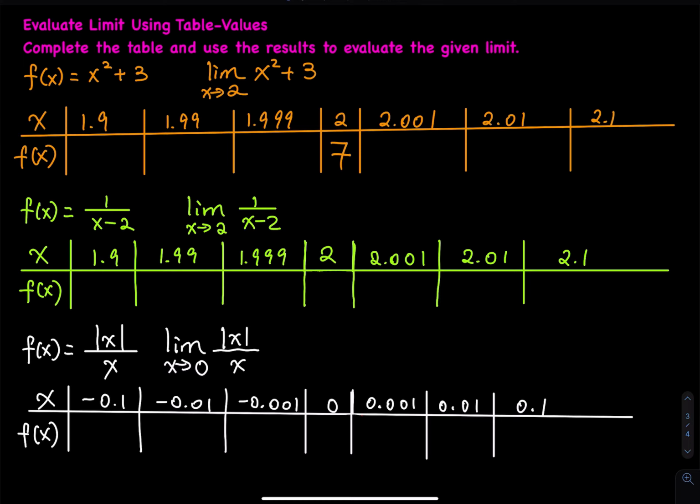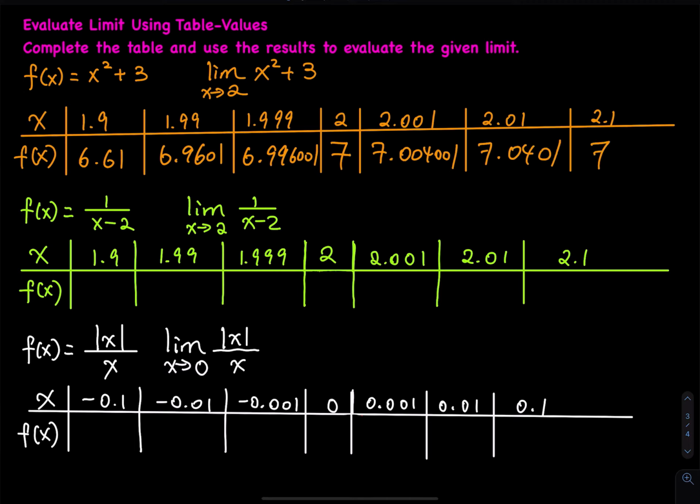When x is equal to 1.9, you square 1.9 and then you add 3 to it, that is equal to 6.61. x equals 1.99, you square that, add 3 to it, you have 6.9601. x equals 1.999, square that, add 3 to it, you have 6.996001. How about 2.001? You have 7.004001. And then when x is equal to 2.01, we have 7.0401. x is equal to 2.1, we have 7.41.